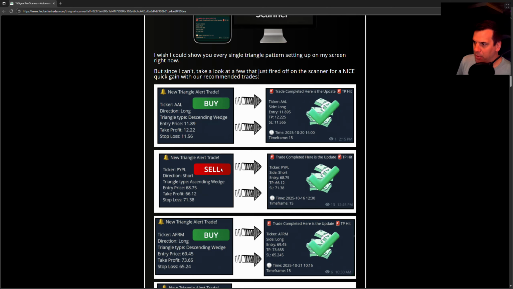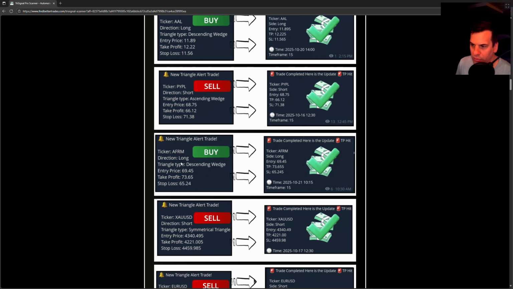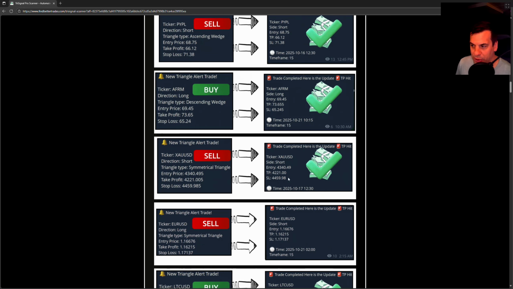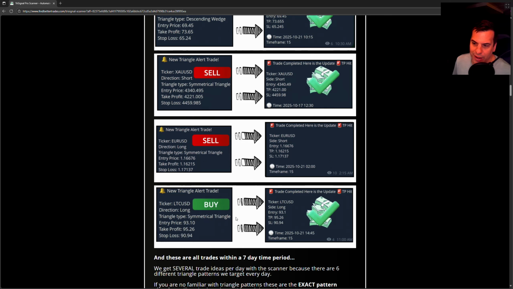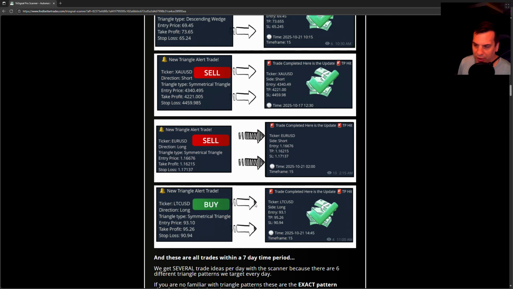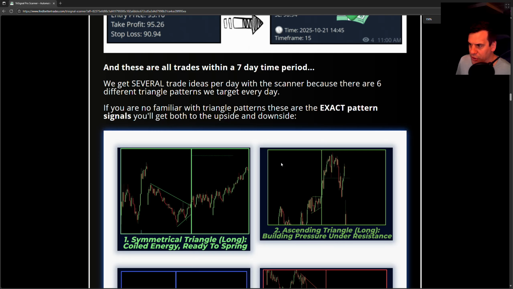Some of the recent ones, I actually wanted to show you guys this. Some of the recent trades: AAL, PayPal. Here's some gold. It's been doing really well, really good trading with gold. There's a nice little euro dollar trade. There's Litecoin. We got Solana, we got Bitcoin, we got Ethereum, all those really good alts. And essentially what we're doing here is, let me actually zoom this up.